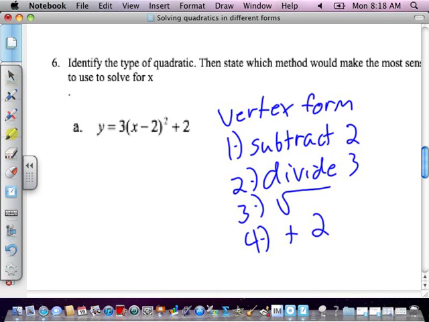Simple enough? Yes. How do you know when it's vertex? You know it's vertex form when you have the a outside the parentheses with a number in there with x, and a number on the outside. So let's write that on the board. Vertex form is y equals a times x minus h squared plus k. And let's write standard form on the board. That's y equals ax squared plus bx plus c.